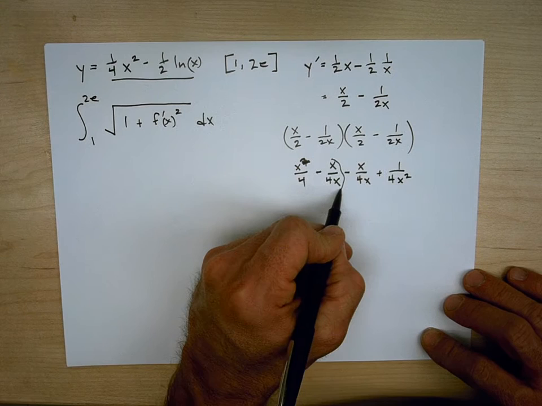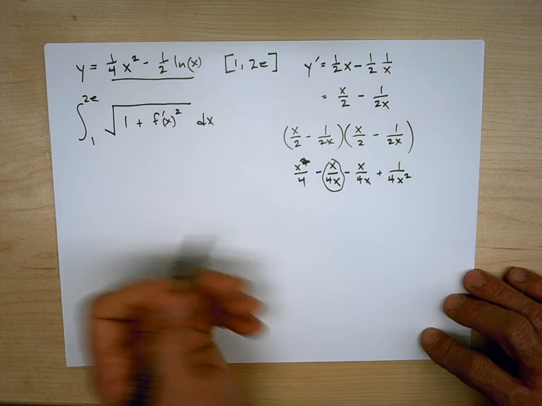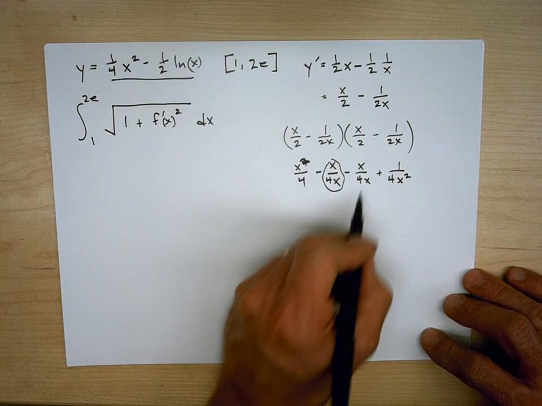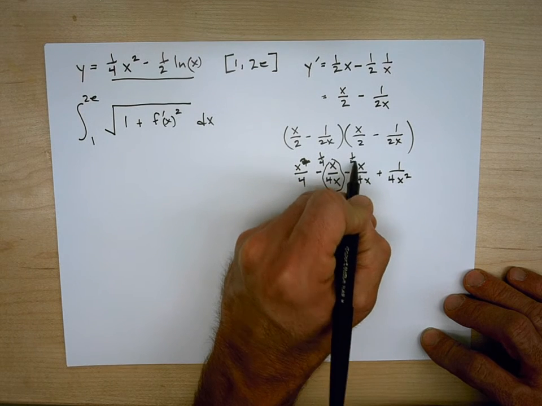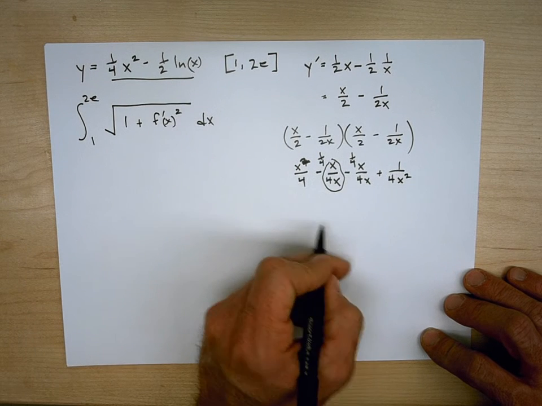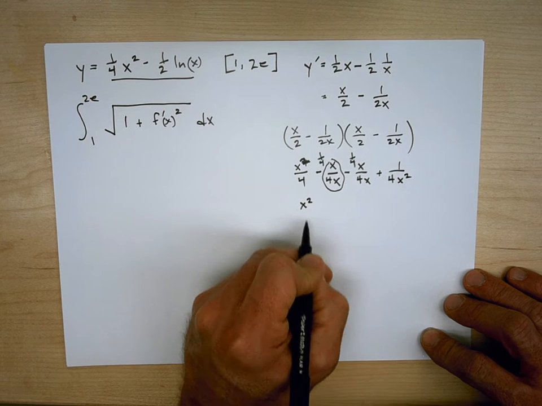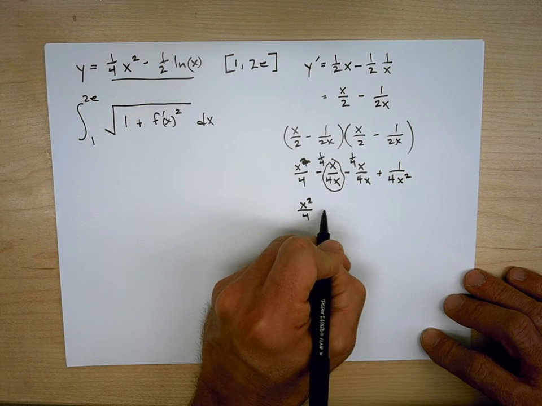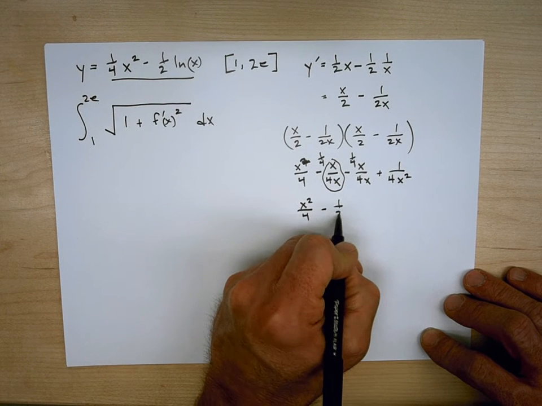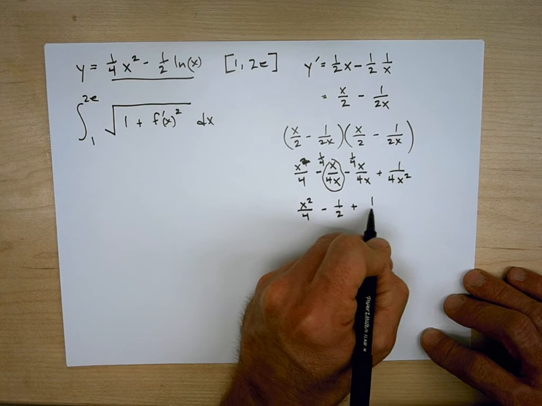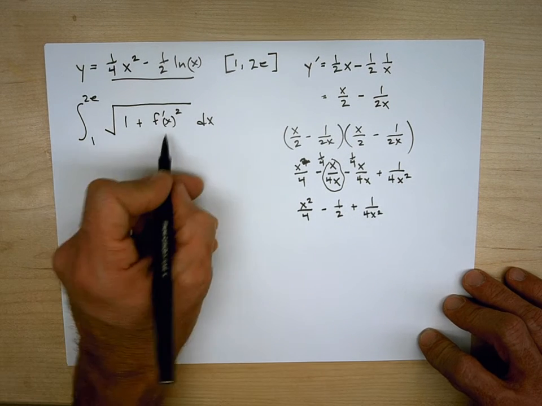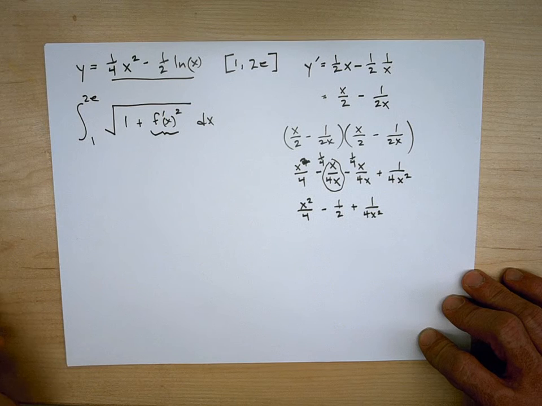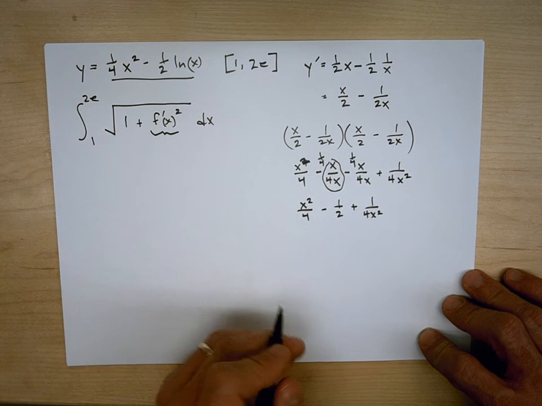Let's simplify this a little bit. Notice that I've got x over 4x, which is just 1/4, and I have another 1/4 here, so I'll have minus 1/4 minus 1/4. That's going to give me minus 1/2. So I have x squared over 4 minus 1/2 plus 1 over 4x squared. That's my derivative squared. Now I need to add 1 to it.